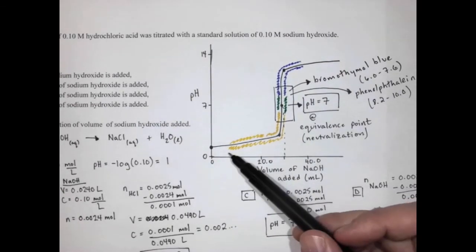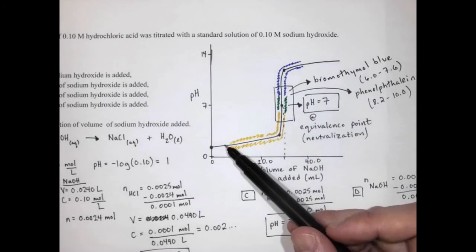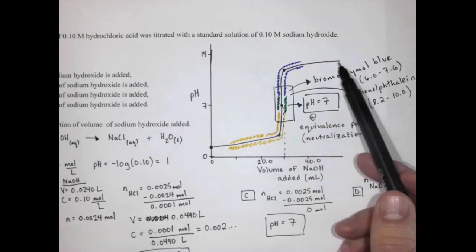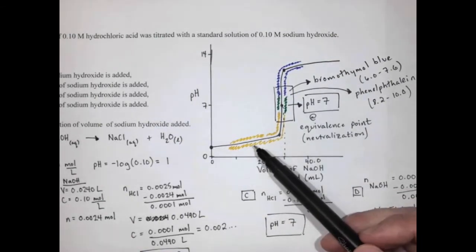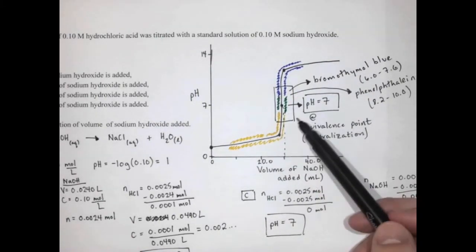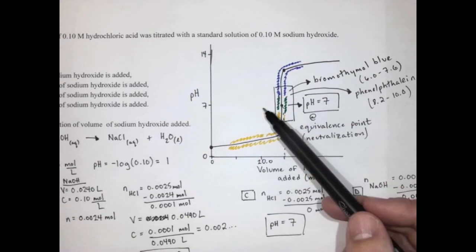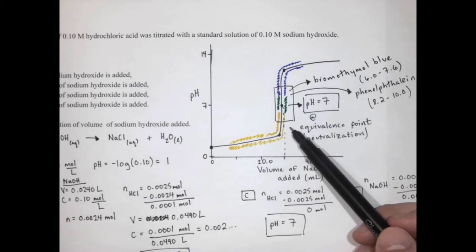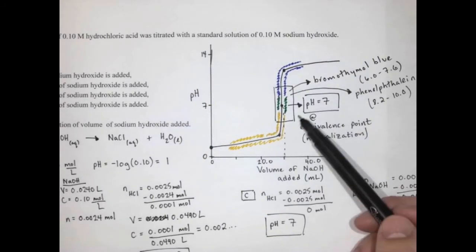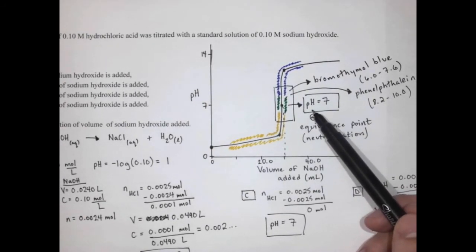Hopefully you also got to see and understand why the pH curve looks this way, and why choosing an indicator is something where you can't just pick one randomly. You have to pick an indicator that is going to change color. It's going to have its endpoint as close as possible to this equivalence point.